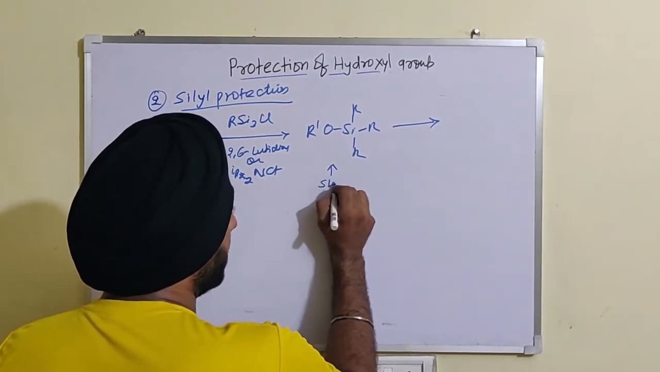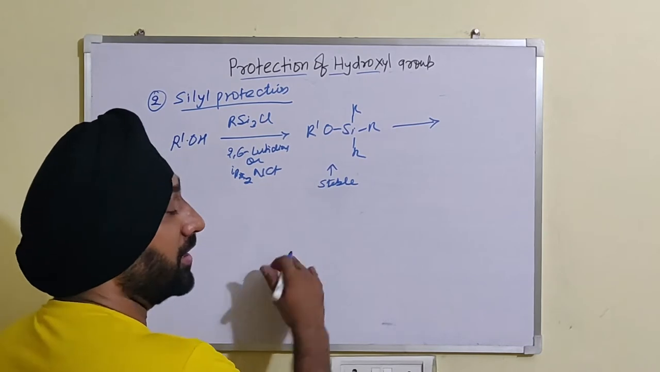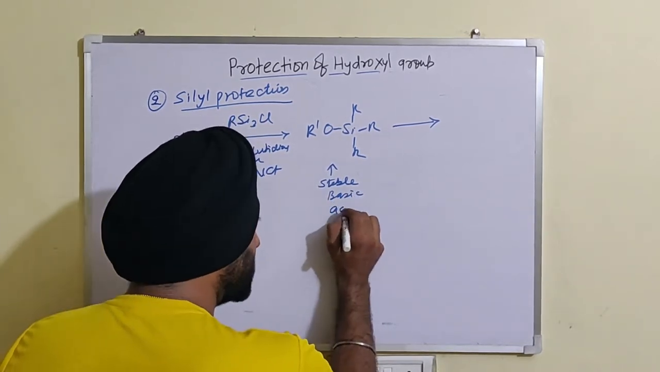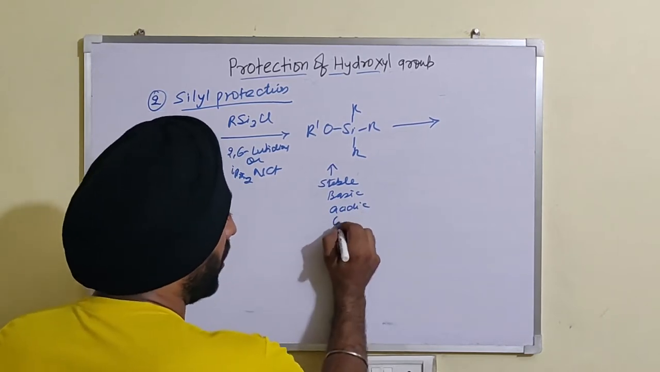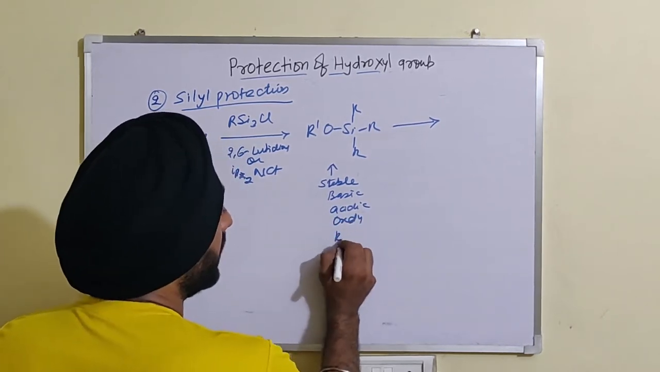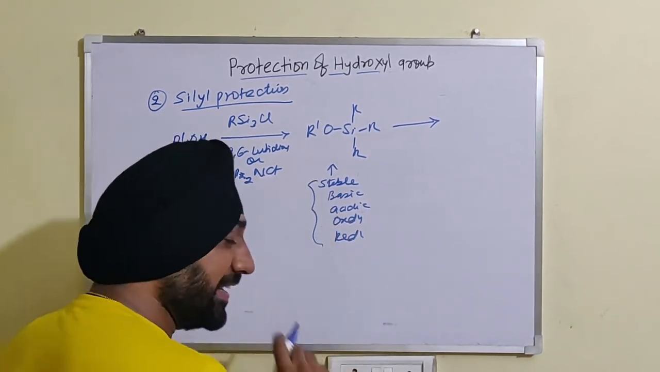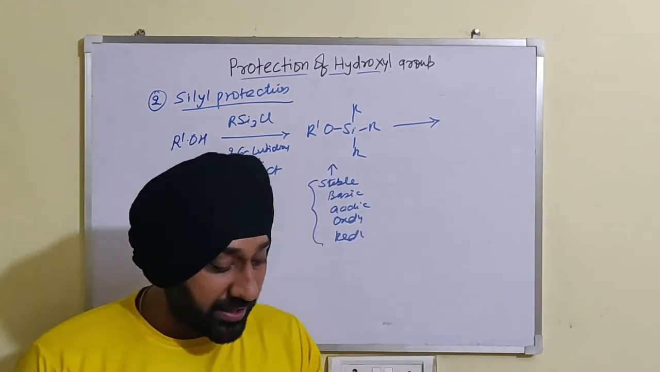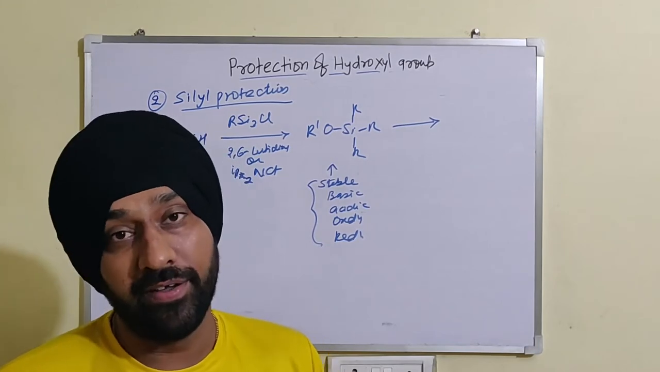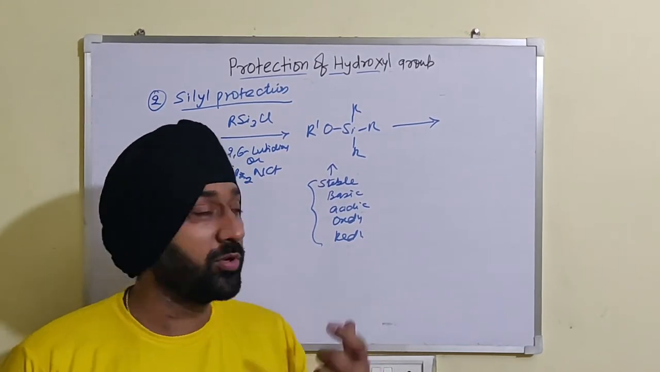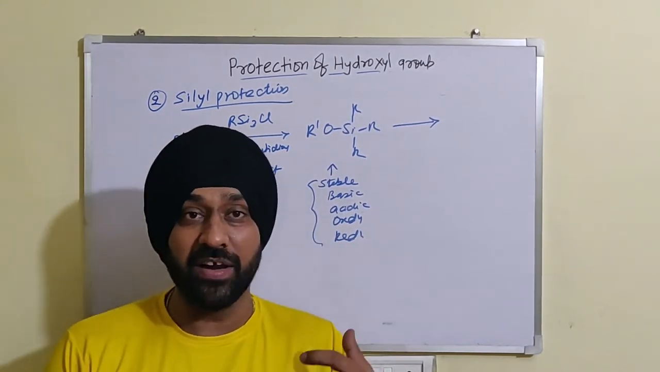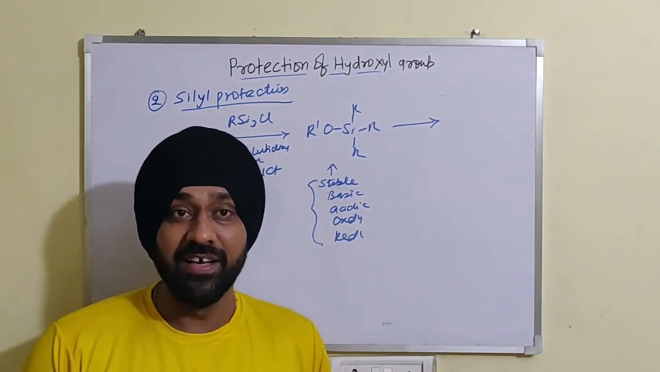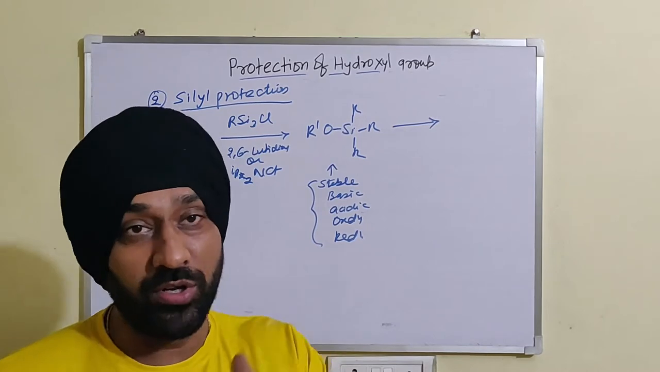These silyl protections are quite stable. They are quite stable to basic conditions, acidic conditions, oxidation, reduction. So under a variety of conditions, they are quite stable. So that is why after benzyl protection, these are quite in demand, because they can be very easily incorporated in the molecule, and when needed, they can be easily taken out of the molecule as well.